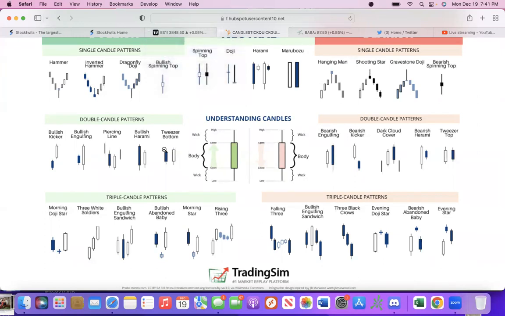And again, bearish harami and tweezer top here. Again, these two and these two are my favorites. So these four, both bullish and bearish, are my favorites, and those are the ones that we usually play all the time.